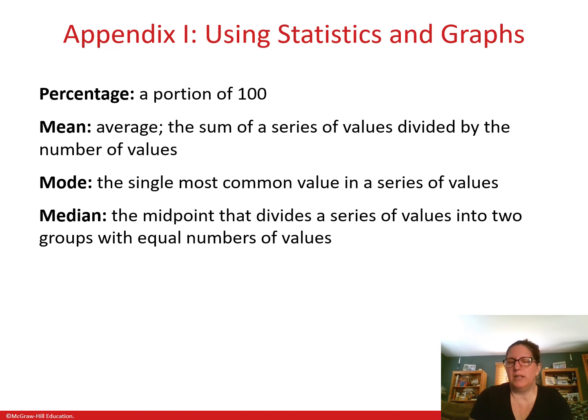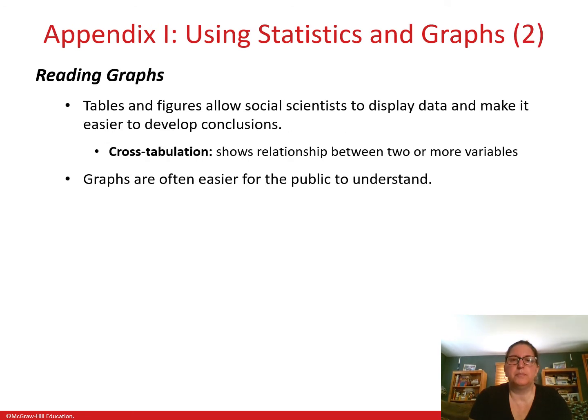And also in Appendix 2 is about how to write a research report, reading those graphs, and what a cross tabulation is. A cross tabulation is where you cross two variables together and you can present it in a table.